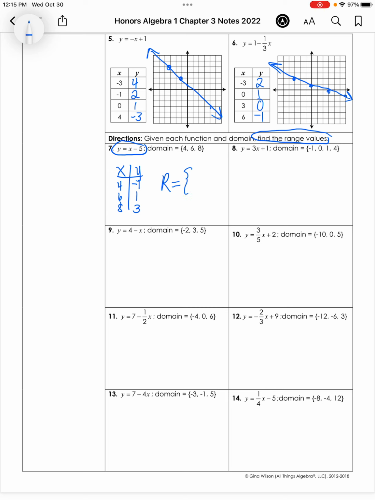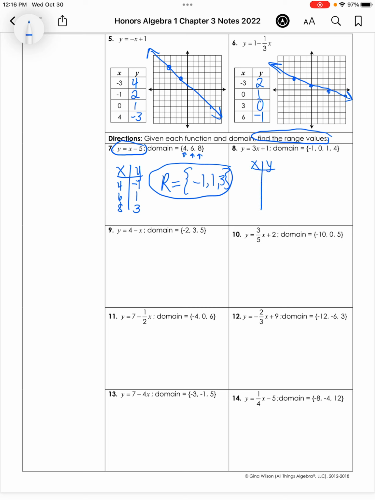These are not continuous. These are discrete, since they're telling us the domain is specifically just 4, 6, and 8. So the range, in order from least to greatest, would be specifically -1, 1, and 3. So this would actually be the answer. The table helps us get the answer, but the actual answer would be the 3 outputs that we get in this situation. So the next one, we're going to create a table.